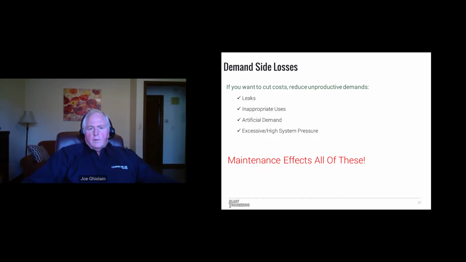So when we look at it, we want to go through and look at those demand side losses because it attacks everything. So it's really unproductive uses, for those of you that are also used to lean manufacturing. It's just about waste elimination. And that's what energy efficiency and looking at your compressed air system is about. So we want to go through and get rid of that waste, those unproductive demands. So it's leaks, it's inappropriate uses, it's artificial demand, and it's excessive high system pressure. Maintenance affects all of these, every single one of them, and leaks is just 100% part of maintenance, but you'll see that it affects every single one of these.